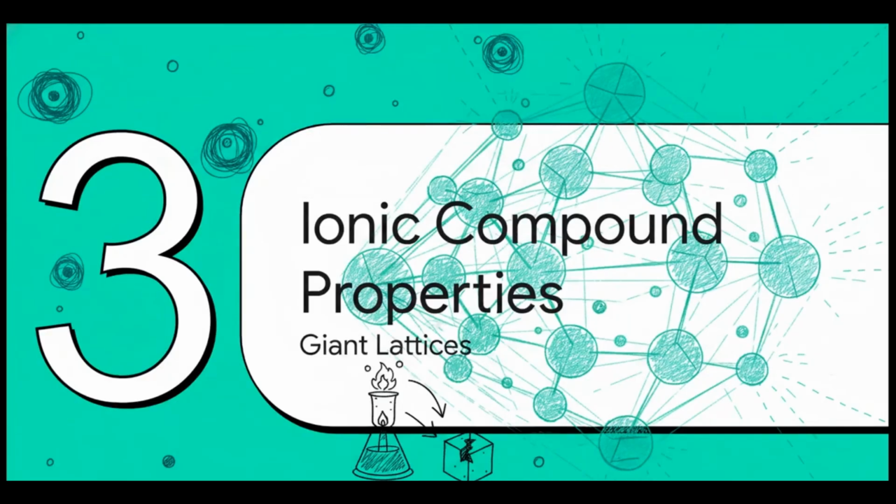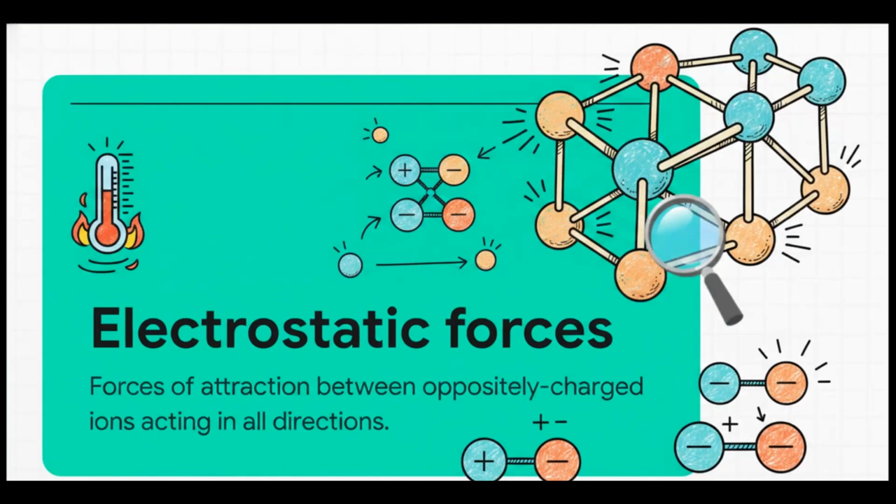Section 3. Properties of ionic compounds. We're talking giant lattices and electrostatic forces. You see, when millions of these oppositely charged ions come together, they don't just pair up and call it a day. No, they build a massive 3-dimensional structure called a giant lattice. And the real secret behind these structures is something called strong electrostatic forces. Basically, these are the incredible forces of attraction between those positive and negative ions, and they are acting in literally all directions throughout that entire giant lattice.